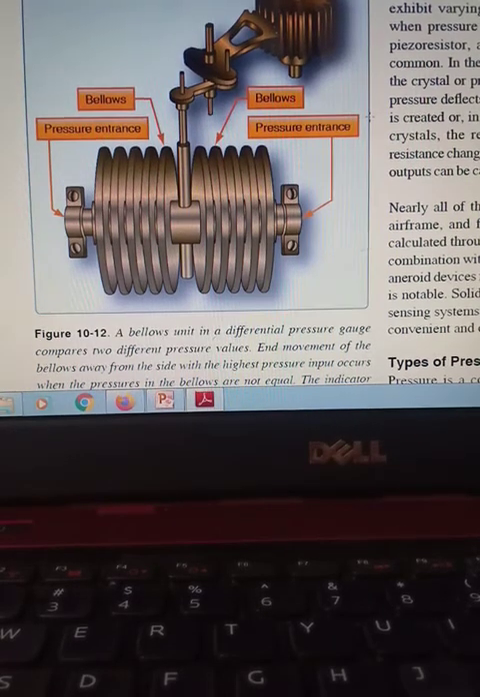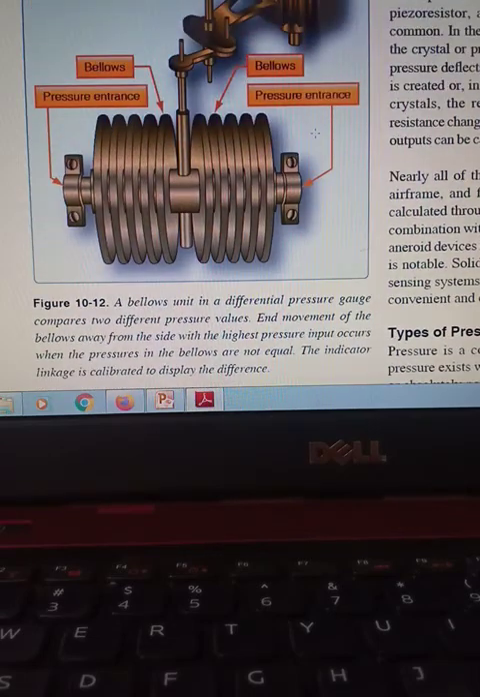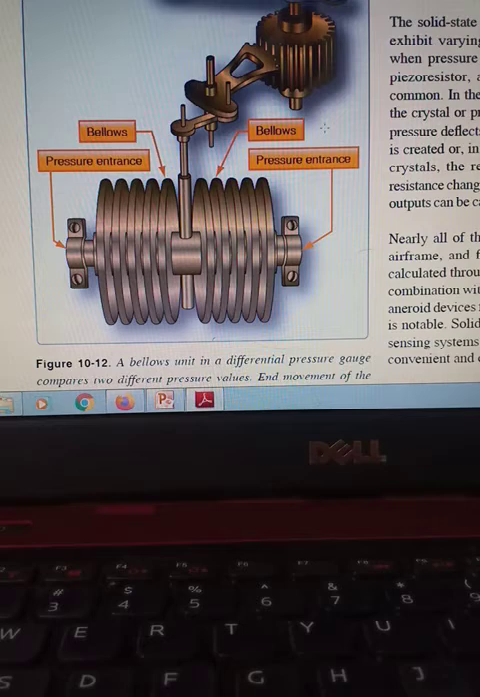So for your assignment, I give you an assignment. Define what is absolute pressure, gauge pressure, and differential pressure, because these are the common pressures in aircraft. Okay? If you have questions, you can ask, comment, or send a message to me on our group chat. Okay?